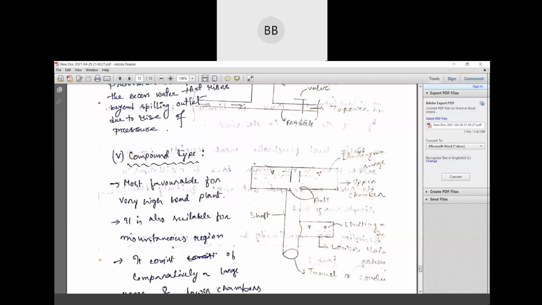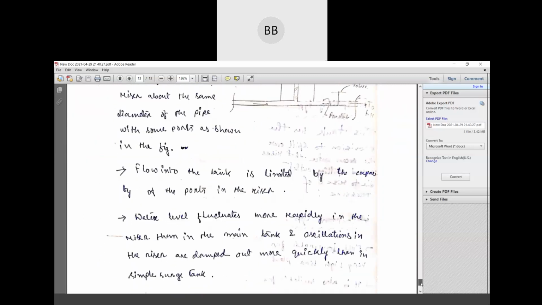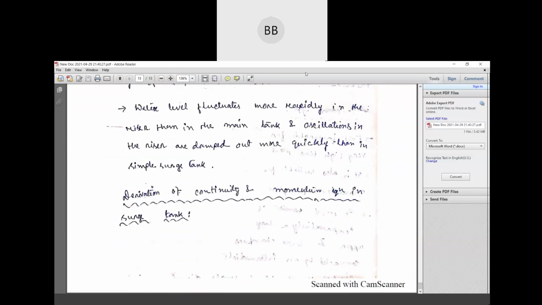So kindly study yourself. If you really think that we can discuss this thing, we will discuss it again. Just let me know, sir, that we need to discuss these types of surge tank, then we will discuss it in one class. So the next topic is very important in this chapter, that is the derivation of continuity and momentum equation in surge tank. So you write it down, the next topic.